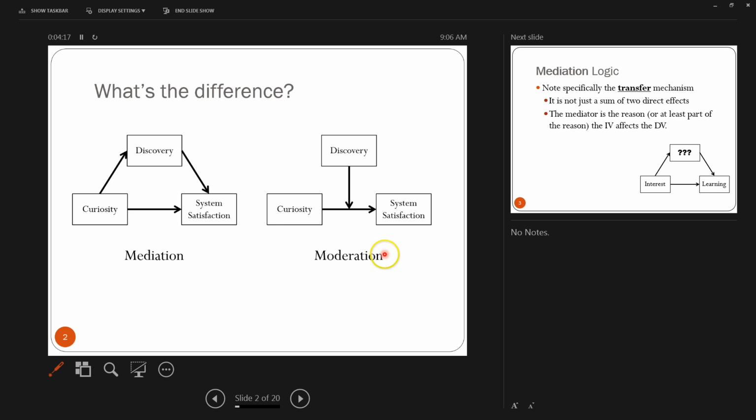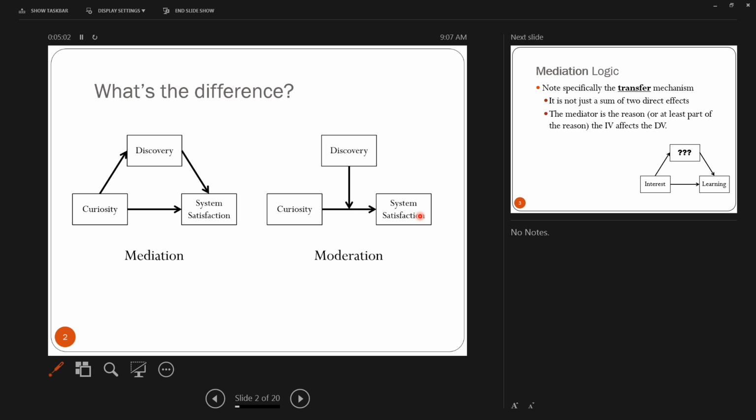Whereas moderation is a different kind of logic. And people get these mixed up, even senior scholars get these mixed up when they don't use them often enough. And it's just hard to logically argue them. But curiosity increases system satisfaction, and that relationship right here is stronger in the presence of high levels of discovery. Or as discovery increases, the extent to which curiosity impacts system satisfaction increases. It's a different kind of logic. I'm going to give a few examples to hopefully solidify that for those for whom this isn't just review.